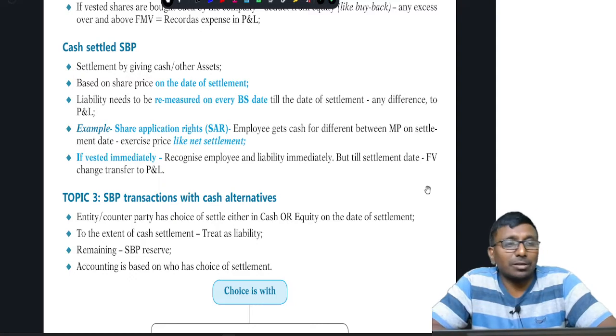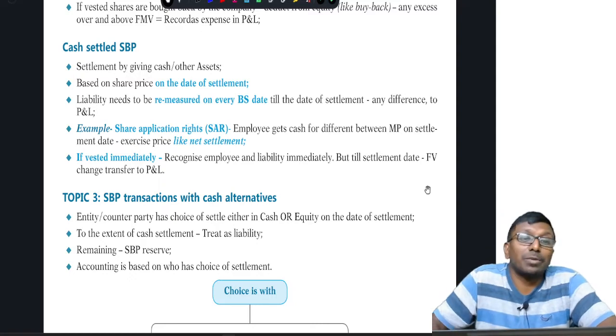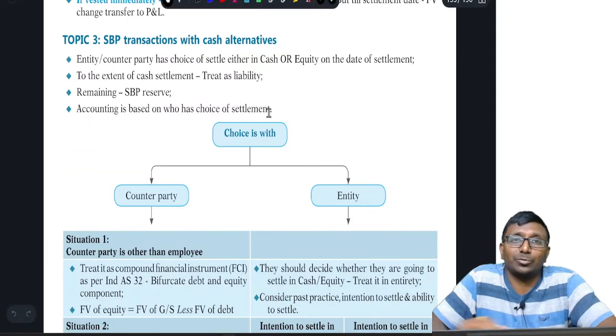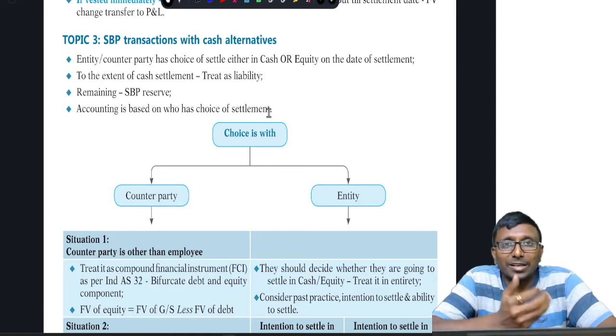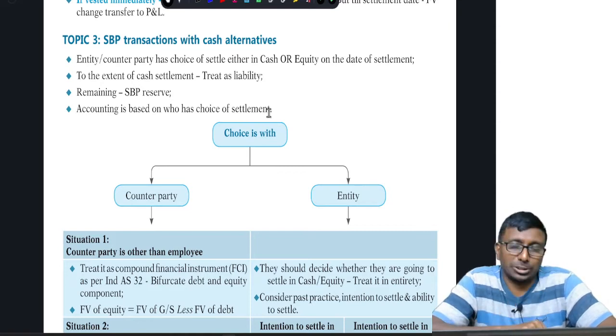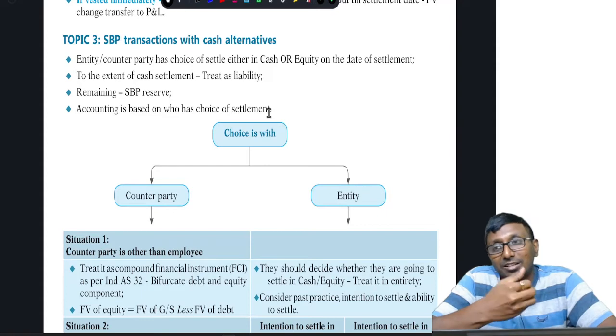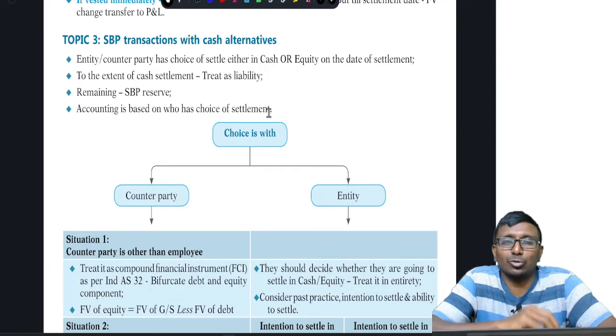The next topic number 3, share based payment transaction with cash alternative. That means the employee or other party will have an option. On the last day, employer or employee, it can be anybody, will have an option of whether they want cash, then the company has to give the cash. If the employee wants equity, then the company will give the equity. The option is there.